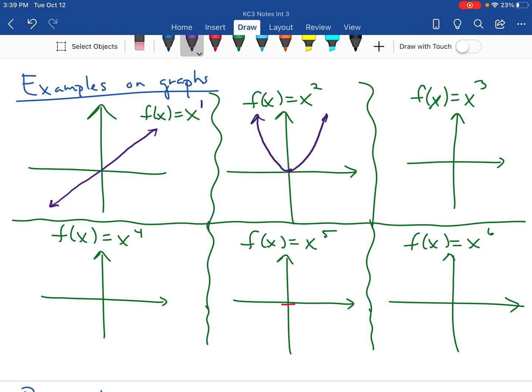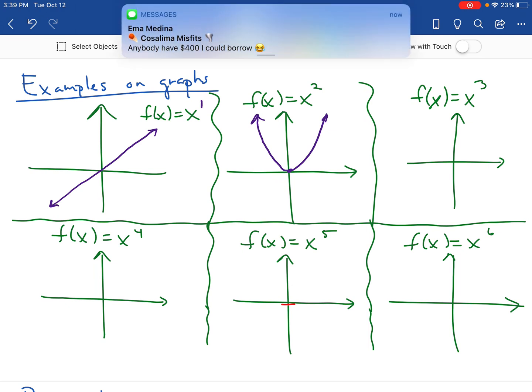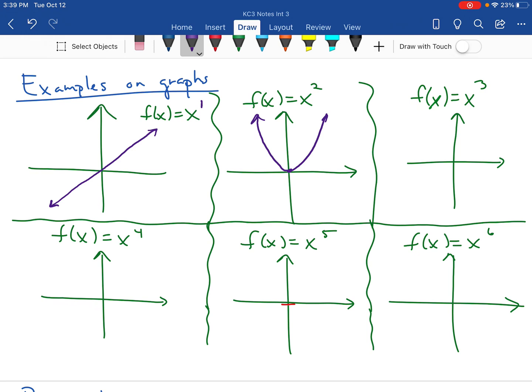Going up. Now, f of x is equal to x to the 3rd. We've also done this. We did it in the last unit, and that was a cubic. So it's going to go through the origin, and it looks something like this. Now, x to the 4th, 5th, and 6th, we haven't covered.